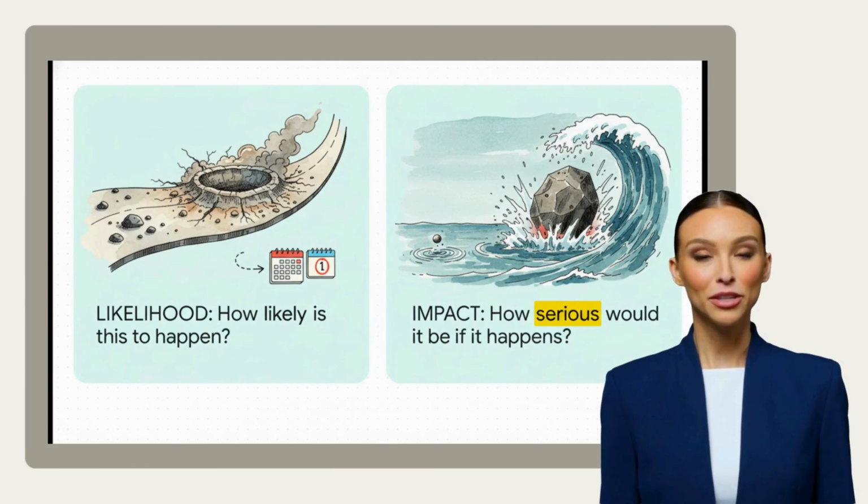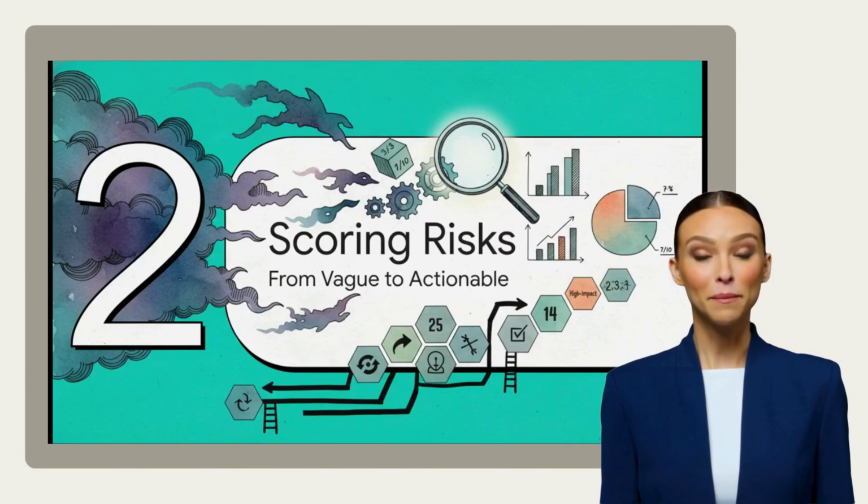Okay, that's the theory, and it sounds good, right? But how do we actually use this? This is where the rubber meets the road. We're going to take those vague, fuzzy threats and turn them into something concrete, something we can actually measure, compare, and then prioritize. This is where we start making real plans.